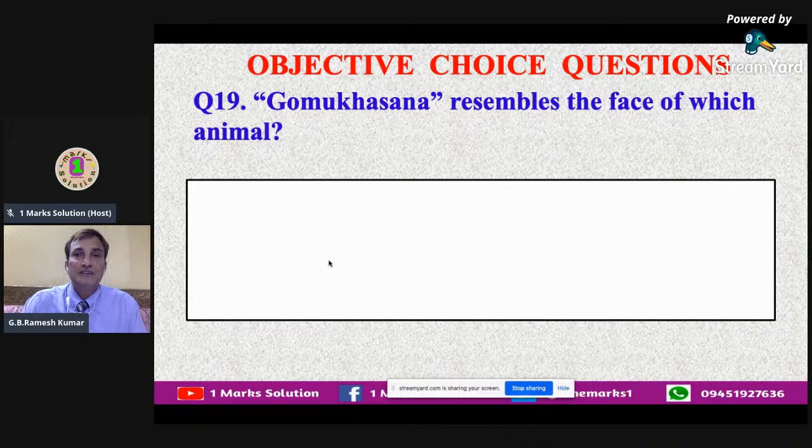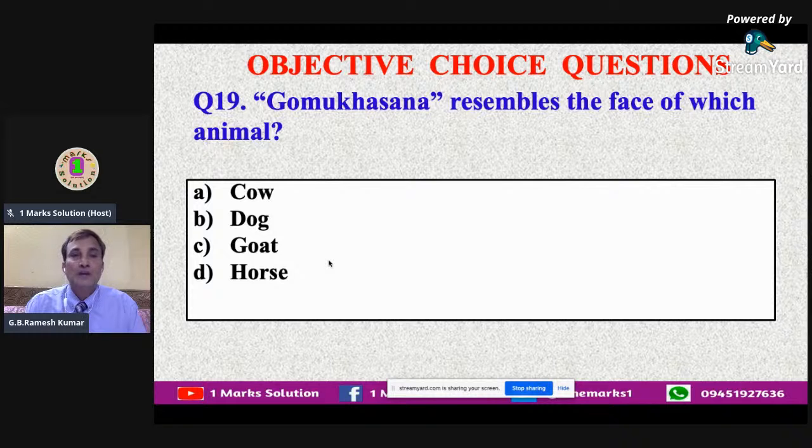Gomukhasana resembles the face of which animal? Cow, dog, goat, or horse? So Gomukha means something like an animal's face. It's resembling a face. So it's not the dog, it's not the goat, it's not the horse, it's the cow posture.